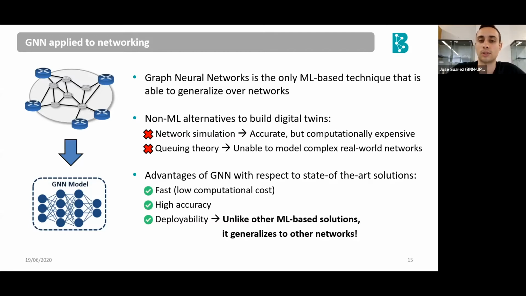So the advantages that GNN provides with respect to all the state-of-the-art solutions, both based on machine learning and other traditional solutions, is that first, it is fast, so it provides a very low computational cost. Second, it provides very high accuracy comparable to network simulation. And third, which is probably the most important, is that it enables deployability in real world network scenarios. So this is possible thanks to the generalization capability to other networks. So this is unlike other machine learning based solutions.